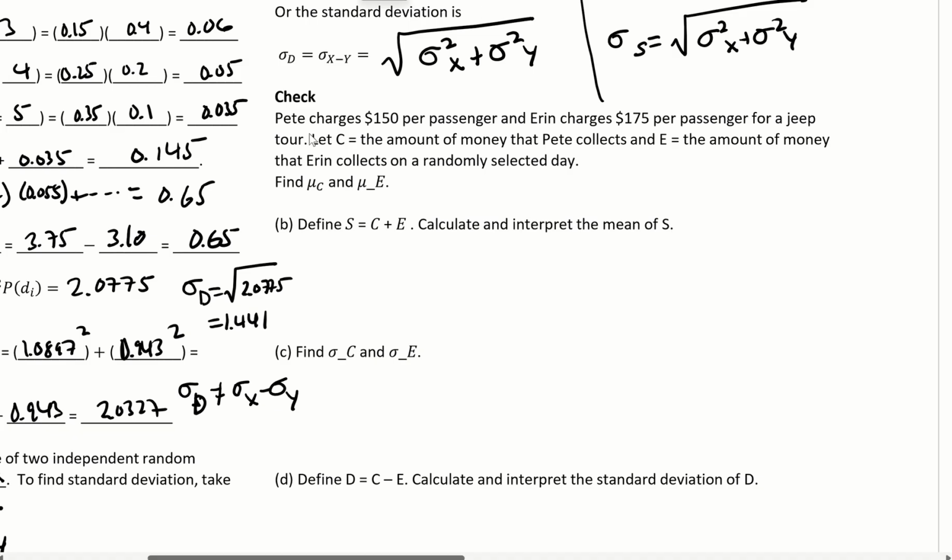All right, so hopefully you paused it and tried it. So we got Pete charges $150 per passenger. Aaron charges $175 per passenger. Let C equal the amount of money Pete collects, and E equal the amount of money Aaron collects. All right, folks, so we want to find mu C and mu E.